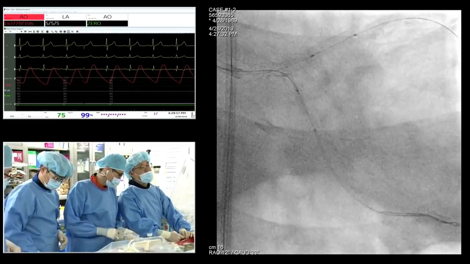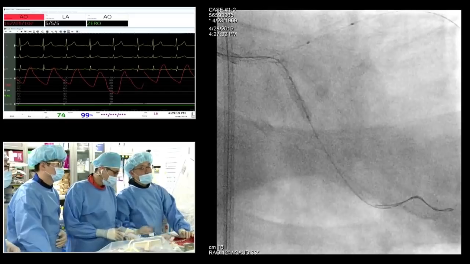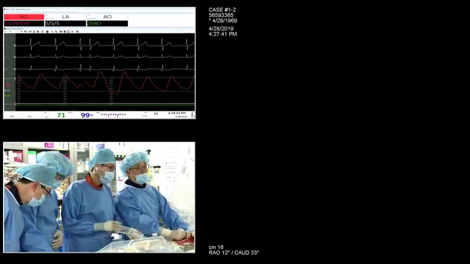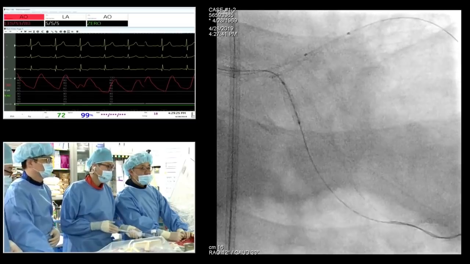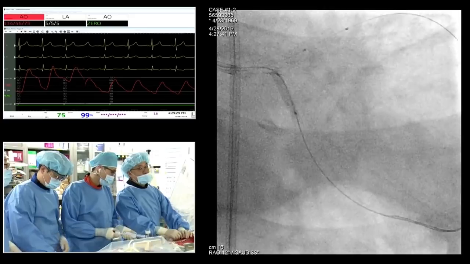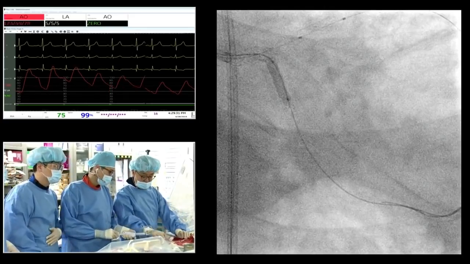What size of balloon? This is 3.0, 12, 14, 3.0. Save, deflate. Yeah, prior stent was 3.0. Okay, go. 6, 8, 10, 10, 12, 12, 14. Yes, save, deflate. Good.